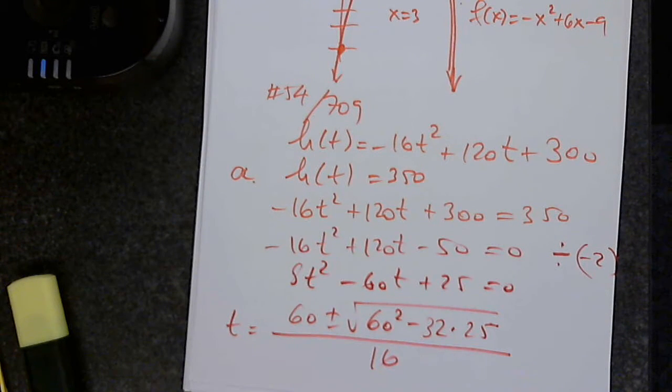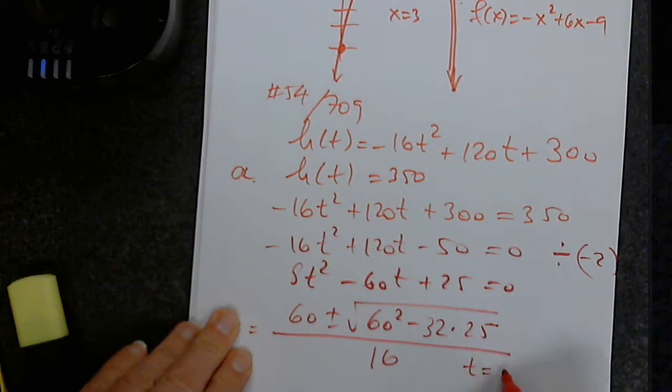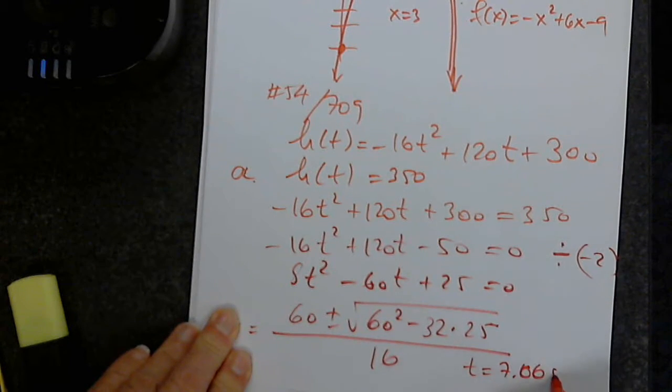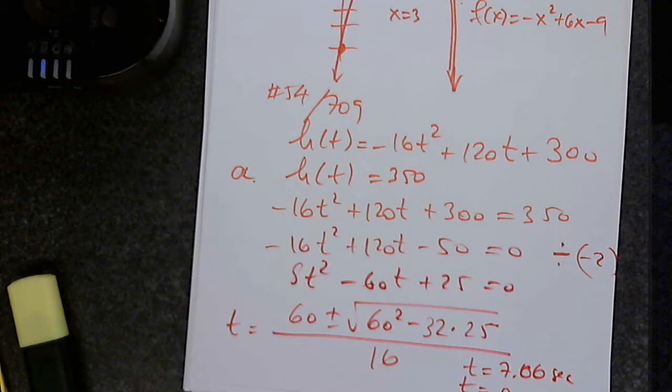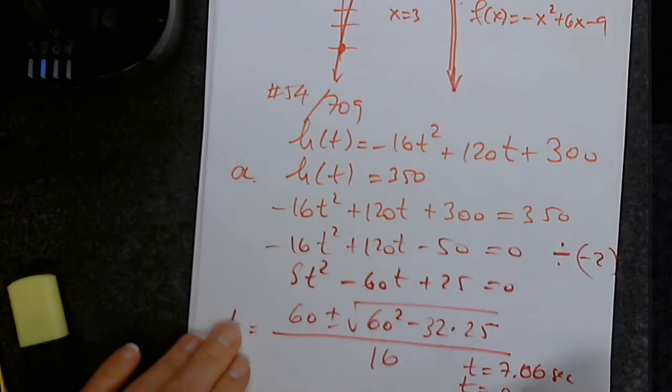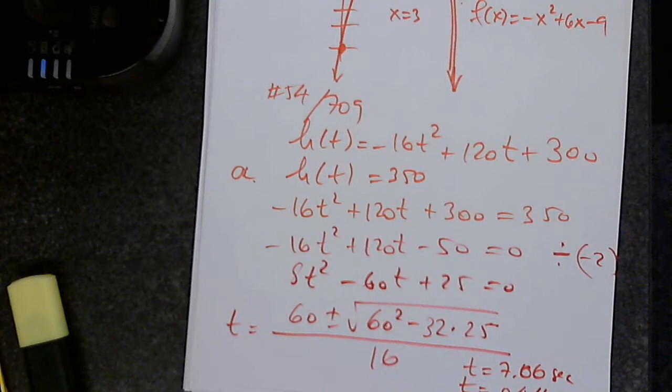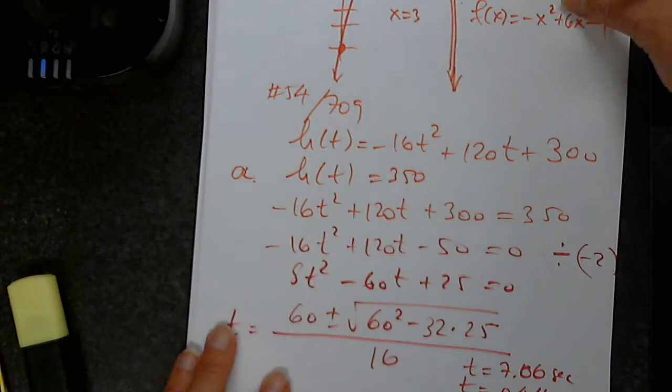Okay, so t equals 7.06 seconds, and t equals 0.44. Okay, so what does this mean? How is this possible?